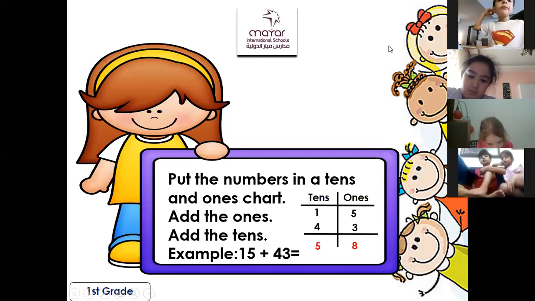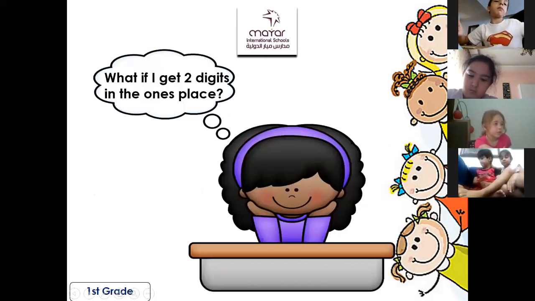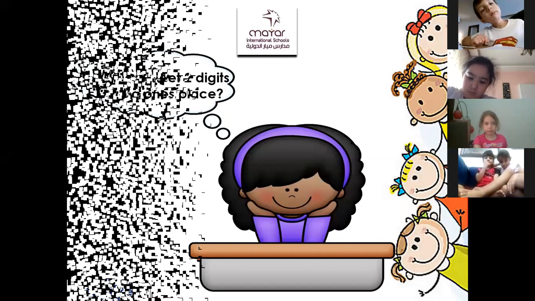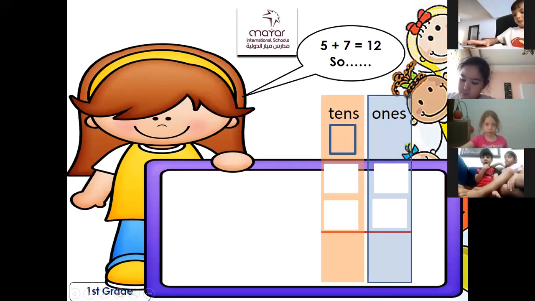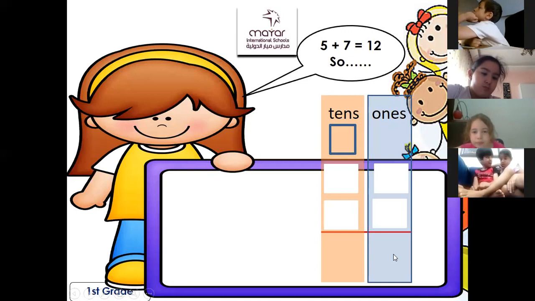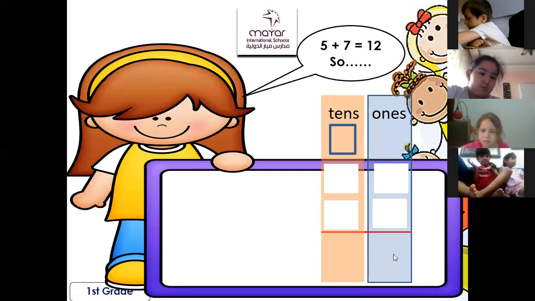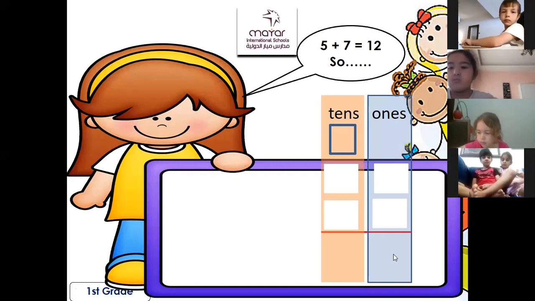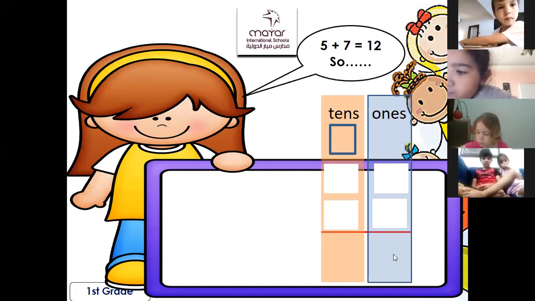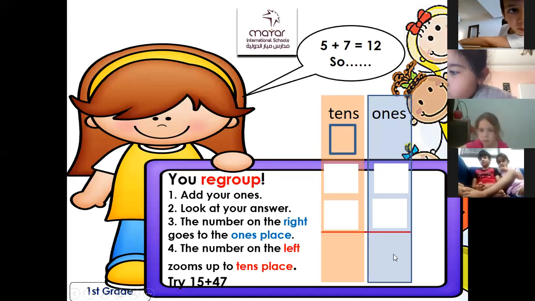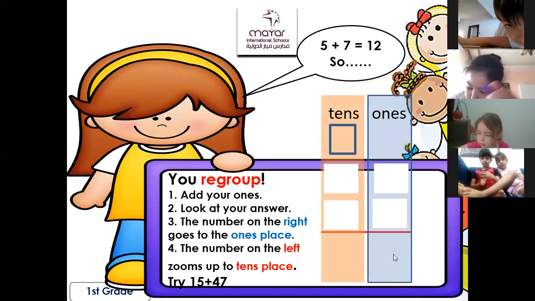Now, let's see what happens if we add two-digit numbers that are too big. Let's look here. I'll show you. We know 5 plus 7 is how much? Let's put the bigger number in our head: 7, 8, 9, 10, 11, 12, right? So what happens if in the ones we had a number that came out 12? How are we going to put the 12 in the ones? This is when we do something called regrouping, okay?